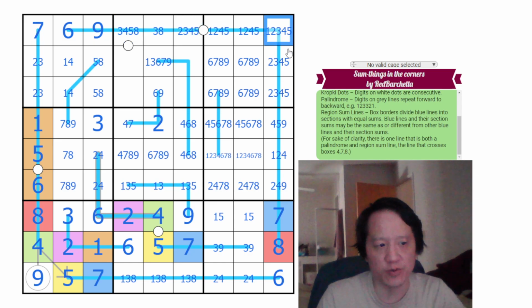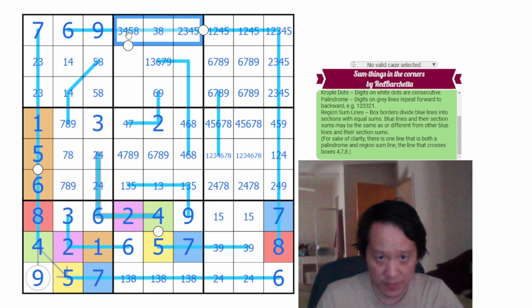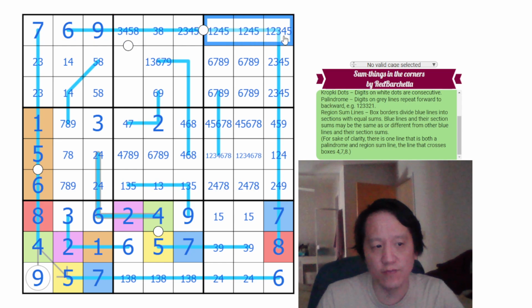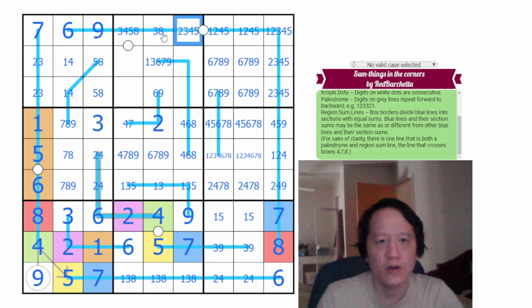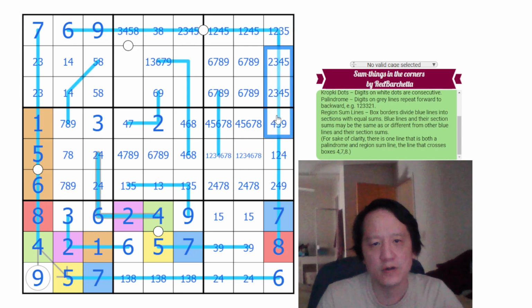So this can never be 4 because if this is 2, 5, this would have to be 1, 3, 4. Oh yeah, okay. So this is 15, this is 15. So that's 37. So 45 minus 37 is 8. So this has to add up to 8. Therefore, this is 1 with 3 or 4. So this can't be 4.